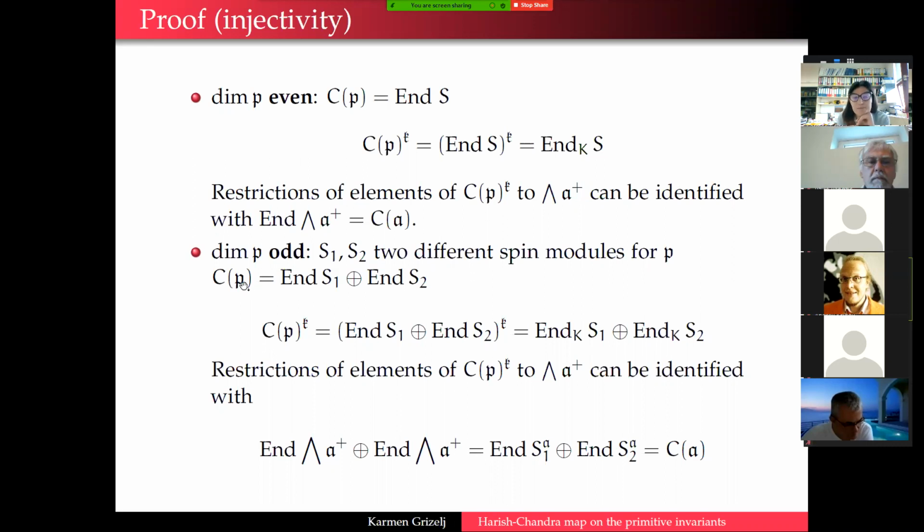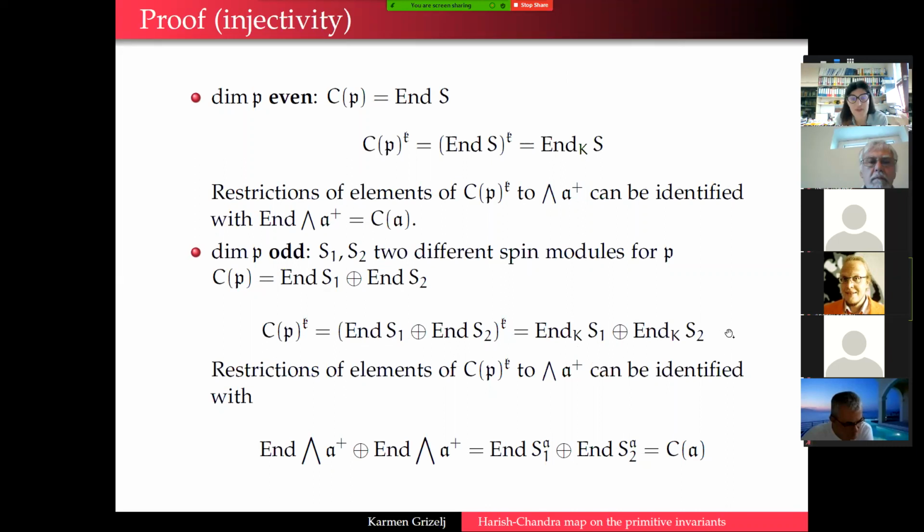And in this case, we can write the Clifford algebra of P as the sum of endomorphisms of the first spin module and endomorphisms of the second one. Since they're not isomorphic, there can be no intertwinings. That's why we get a direct sum. And now we can do the similar thing as before. So we get a direct sum of K endomorphisms of the first spin module and endomorphisms of the second one.